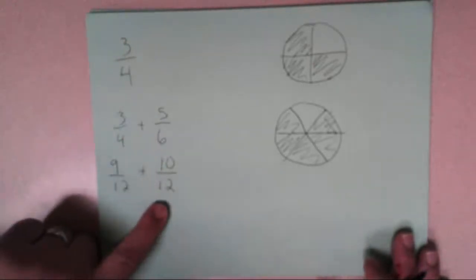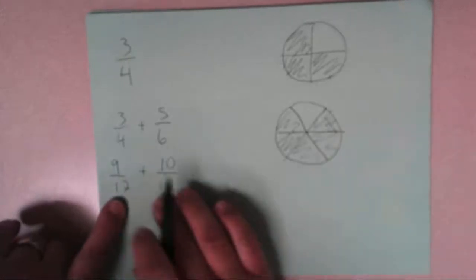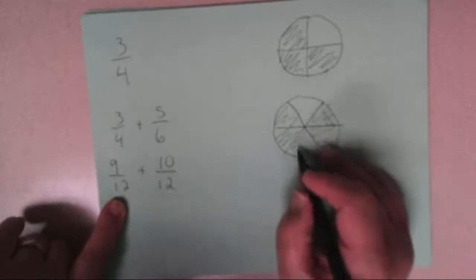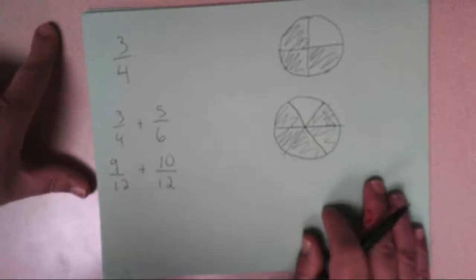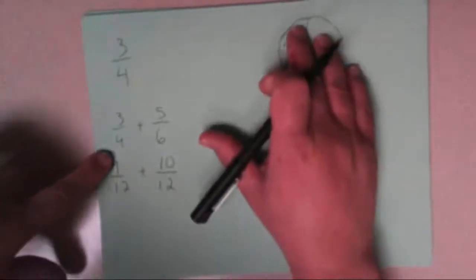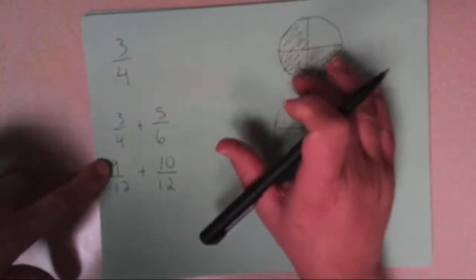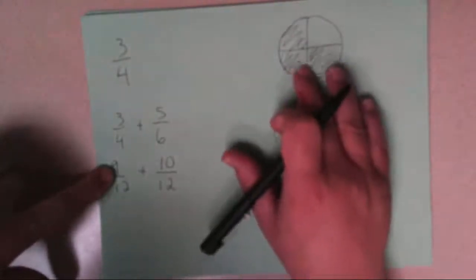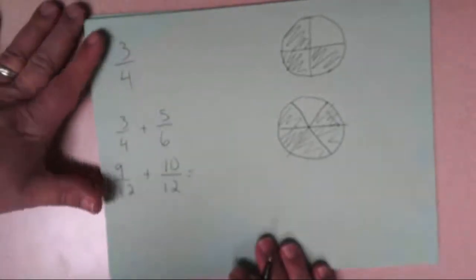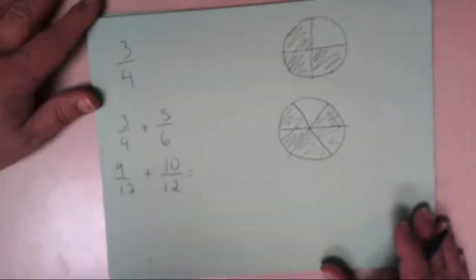It's the same, but now in both cases the pizza is being cut into 12 pieces. So if I split each of these in half and each of those in 3 pieces, then these pizzas would be cut into 12ths, and then you would have 9 of these 12ths and 10 of those 12ths, and you'd combine them together to get 19/12. Okay, so that's a lot of explaining.